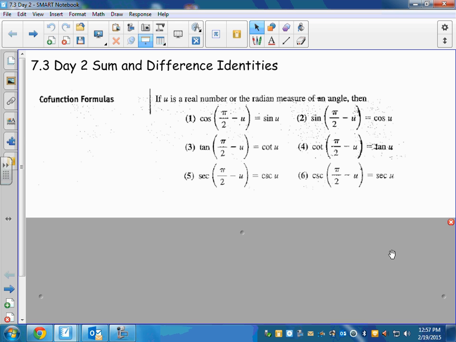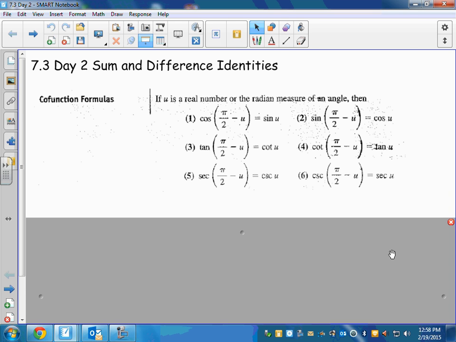Cofunctions says if u is a real number, then if you take the cosine of pi halves minus some angle, it will always equal the sine. Sine and cosine go together. Tangent and cotangent are cofunctions, which means that complementary angles are going to be the same, and secant and cosecant. So they did this in terms of radians, but we could also do it in terms of degrees.